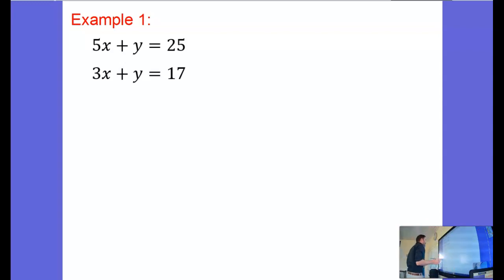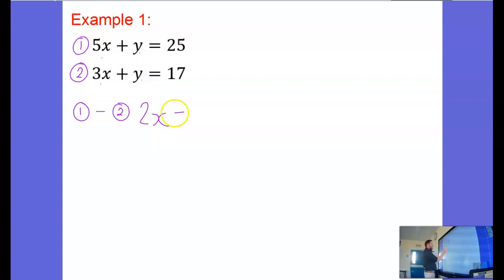So, how can I do that? Well, I've got two equations here. Let's label them equation 1 and equation 2. And I'm going to say equation 1 take away equation 2. Because I know that if 3x plus y equals 17, I can kind of take that out of 5x plus y equals 25. So 5x minus 3x is 2x. y minus y is 0. So that eliminated the y's. 25 minus 17 is 8.